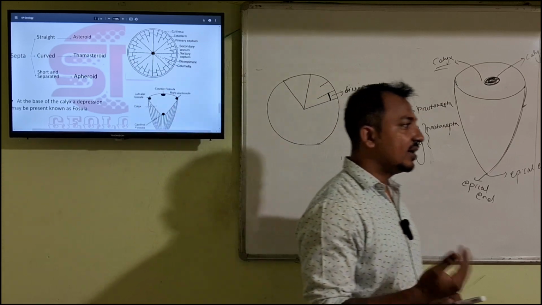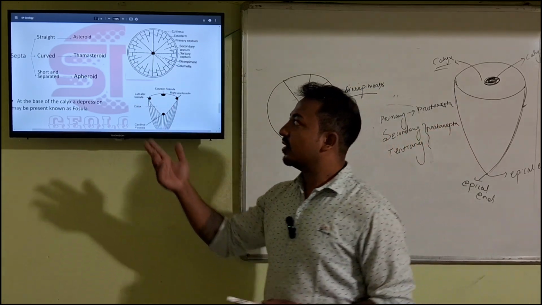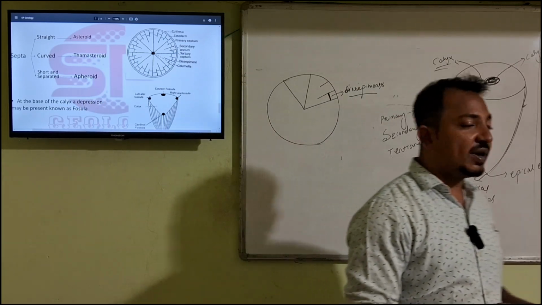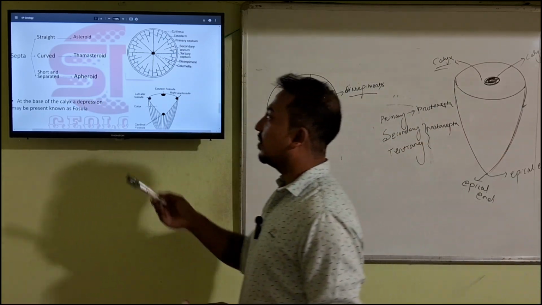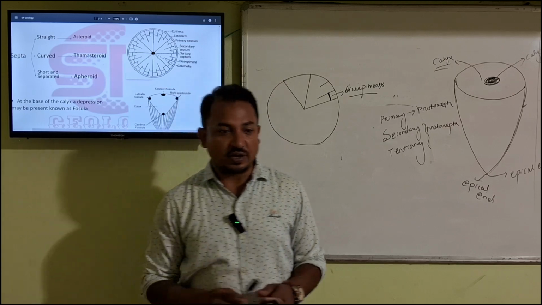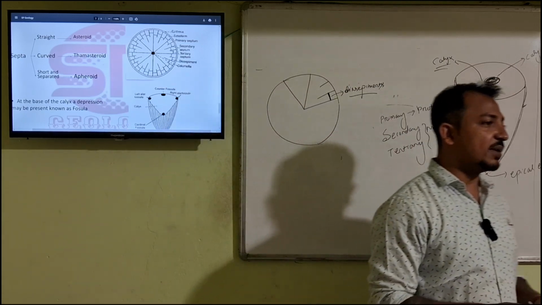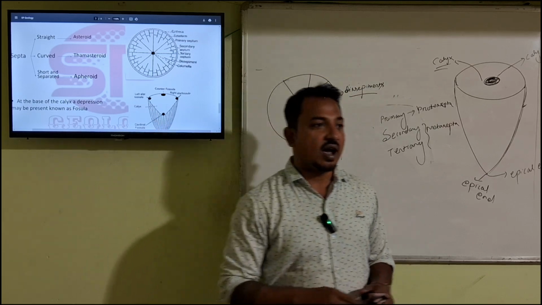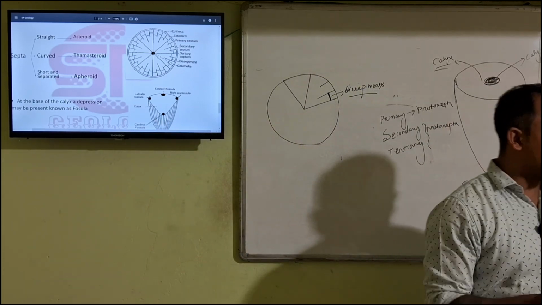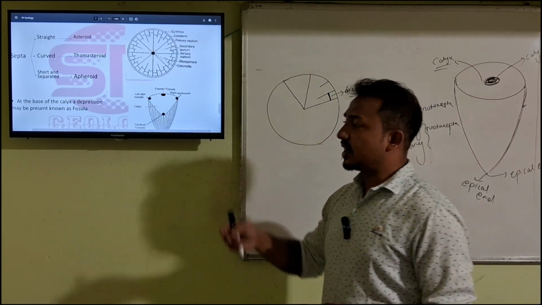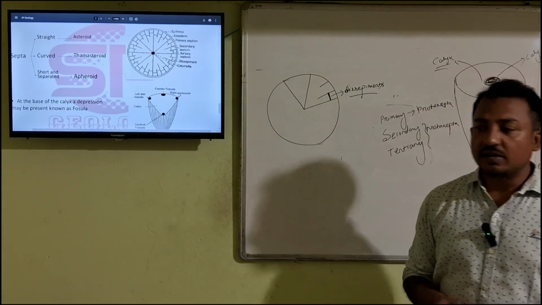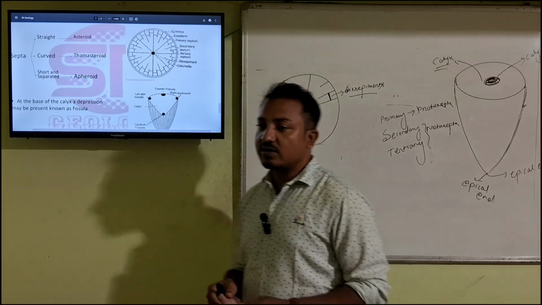Septa can be straight. When the septa is straight, it is called asteroid. Septa can be curved. If the septa is curved, it is called thamasteroid. If the septa is separated or very short in size, it is called aphroid. These are the different septa on the basis of their size: straight, curved, short and separated.